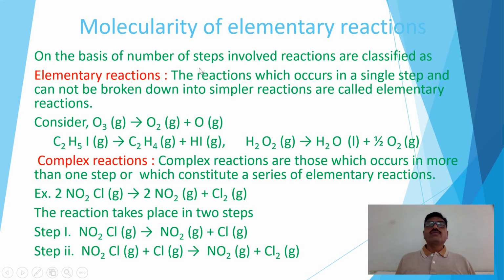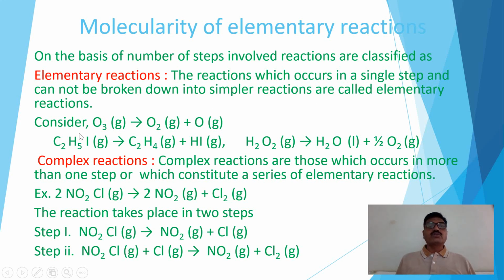On the basis of the number of steps involved, chemical reactions are classified as elementary reactions and complex reactions. Try to understand what is meant by elementary reactions. The reactions which occur in a single step and cannot be broken down into simpler reactions are called elementary reactions. So the reactions which occur just within a single step and do not break down into simpler reactions.